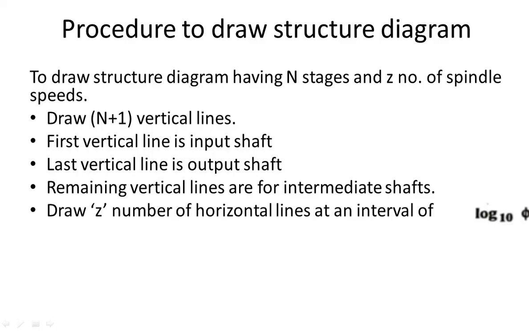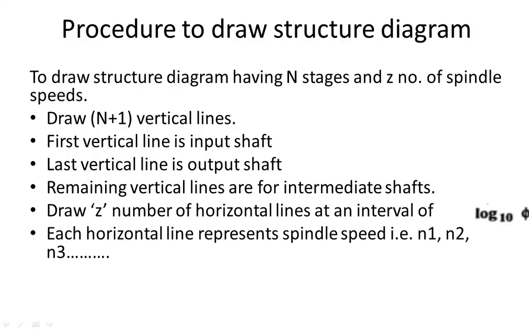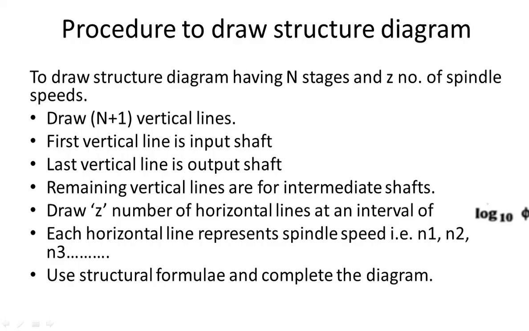Even if you don't keep that gap as log phi, and you're using your full-scape notebook, or in exams you're going to draw it in your answer sheets, then if you take the double lining gap, that is also okay, it doesn't matter. Each horizontal line represents spindle speed n1, n2, n3. So naming of these speeds is really important, you shouldn't forget that. Use the structural formula then and complete the diagram.